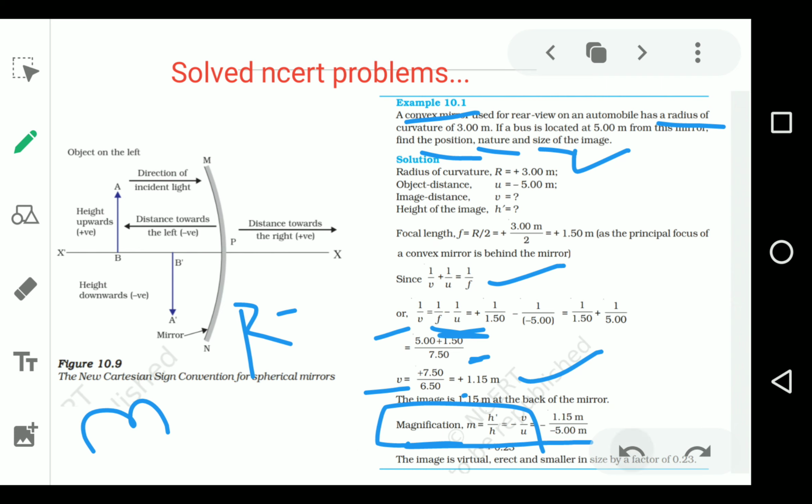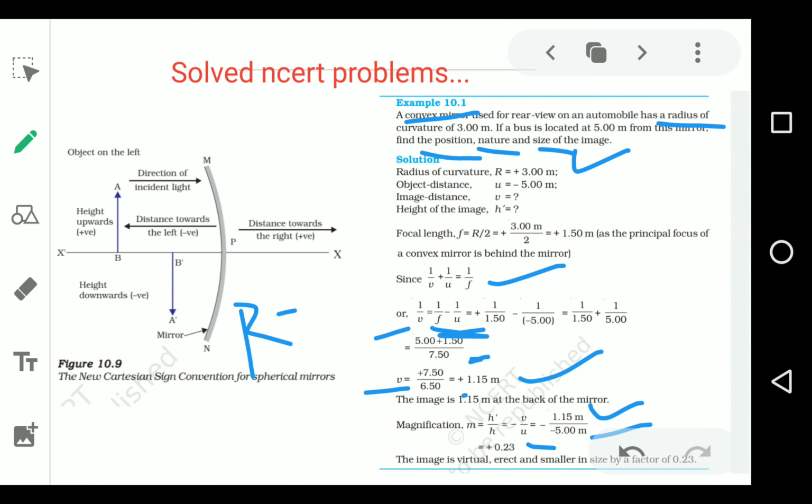Okay, and how much m are you getting here? That is minus v by u. So v you have got as plus 1.15. Okay, and u is already given as minus 5. Okay, don't forget to take the signs. Minus minus becomes plus, and 1.15 by 5 meter you are getting 0.23. Meter will be cancelled, so magnification has no unit. So the magnification is 0.23. It means it is 23 by 100. 23 by 100 means if the object distance is 100, the image distance will be 23. This is for the convex mirror.